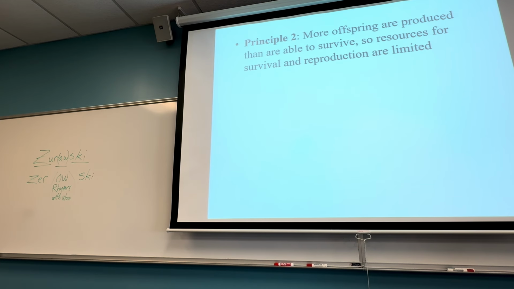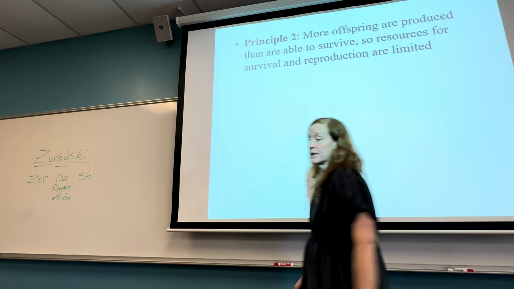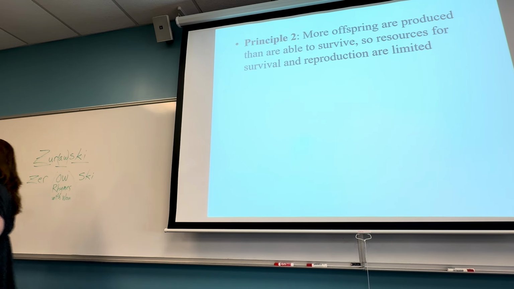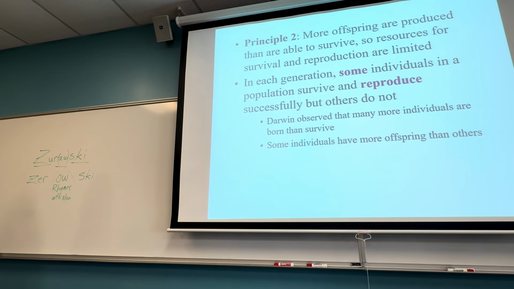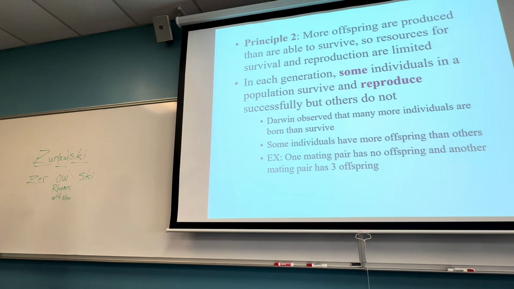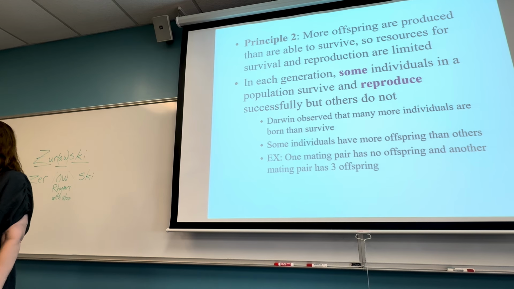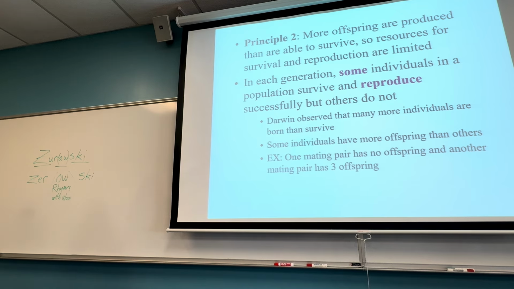Okay, principle 2. More offspring are often produced than survive. Not everybody who is born has favorable traits. Sometimes a lot of offspring are born and the environment changes, and then a bunch of them with certain traits die because they don't match up well anymore. So just because you are born does not mean you are going to survive to adulthood. You guys see what's happening with the environment.